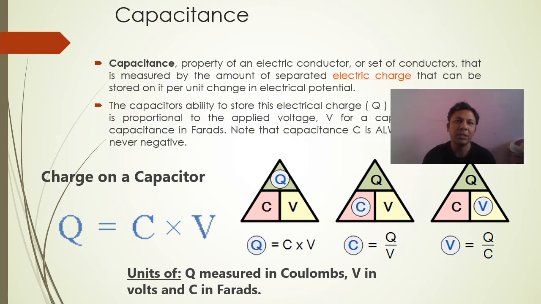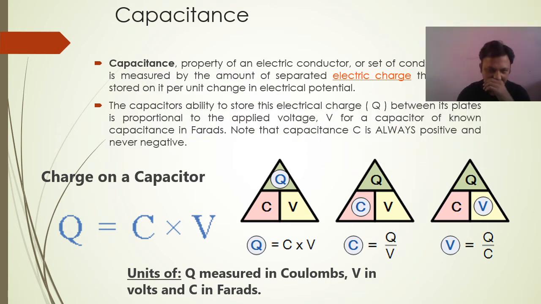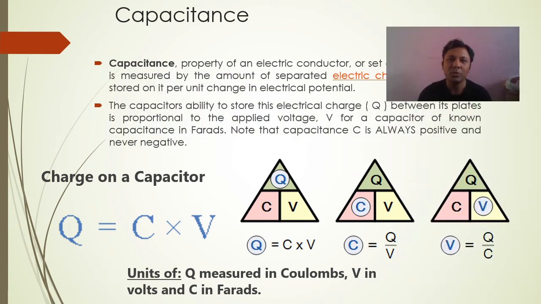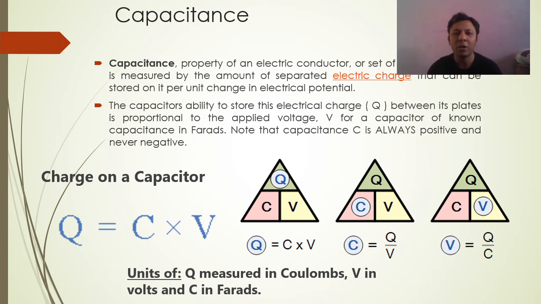Now let's see the capacitance. You already studied the resistance. What is the meaning of resistance? R is defined as the resistance. Resistance is used to know how much energy is released, depending upon its resistance, and resistance is measured in ohm.